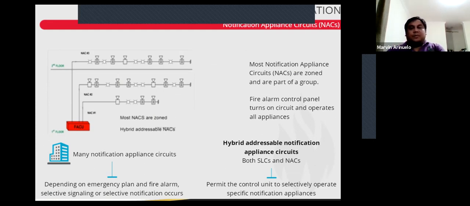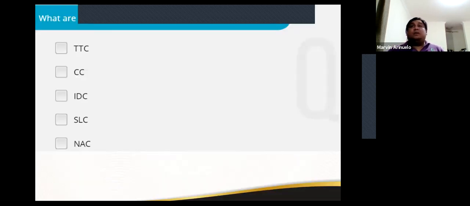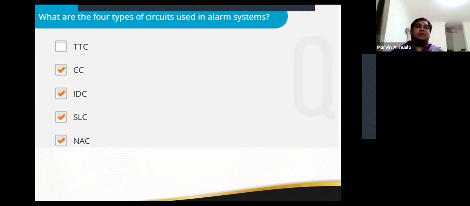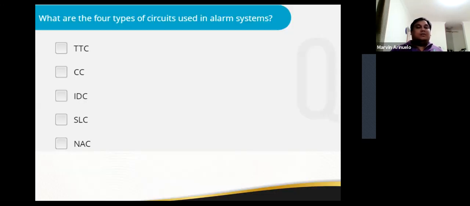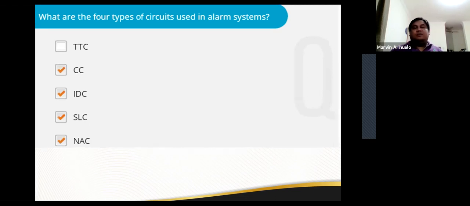Anyway, which are the four types of circuit used in fire alarm? So I don't remember TC or TCAN, so that's only CC, IDC, SLC, NAC. You see here, initiating device, signaling line, notification appliance, and control units. Until NAC only. No? Okay, so this is the answer.